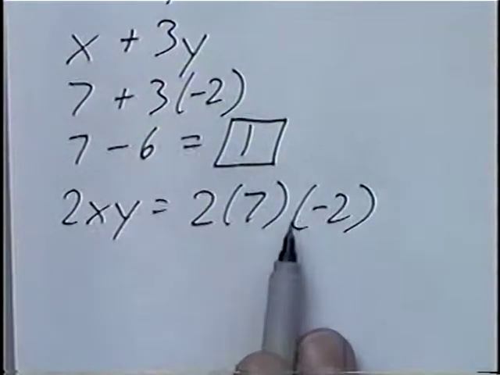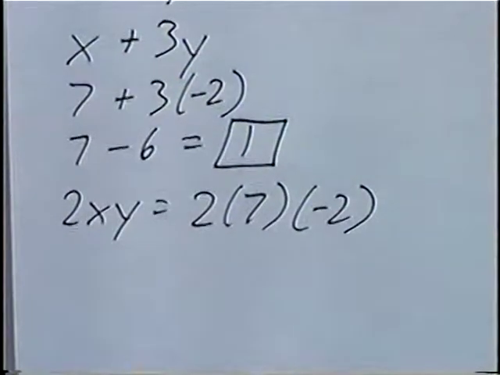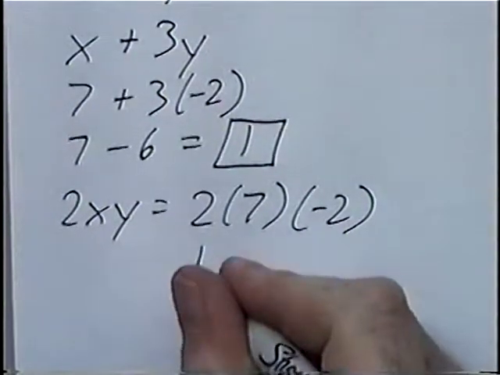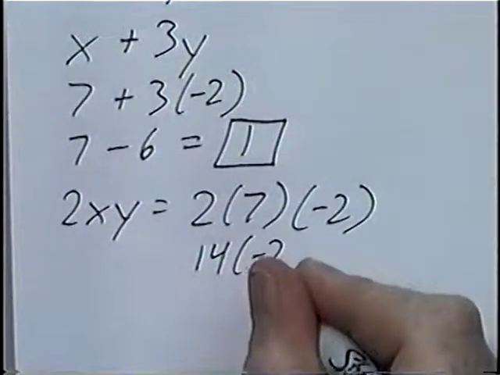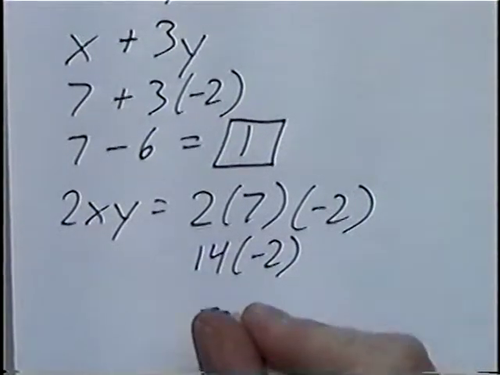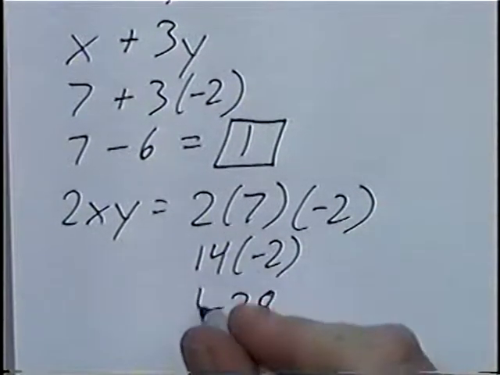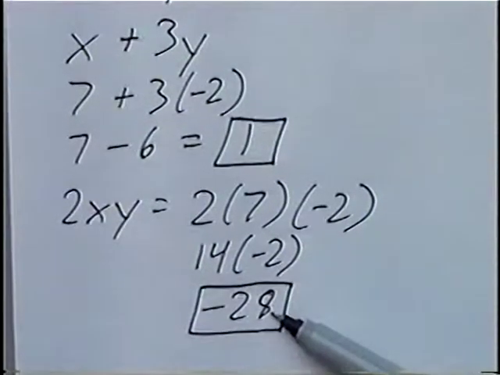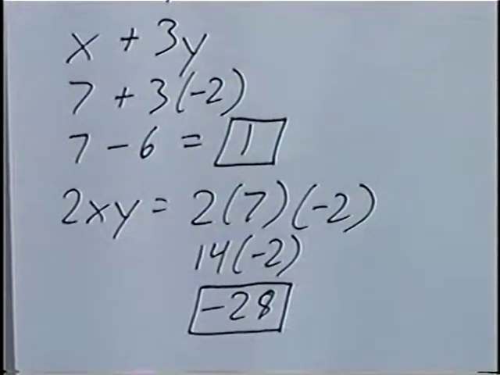In this question, we are multiplying. Keep in mind when you multiply, go from left to right. So in this case, we'll multiply 2 times 7, which would be 14. And the final answer, 14 times negative 2, would be negative 28. When you multiply numbers, if you have one negative number, the answer will be negative.